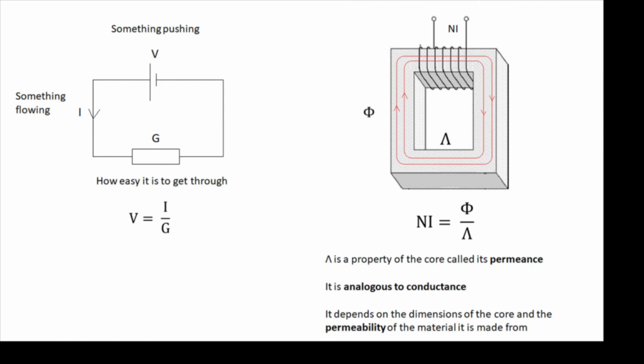So lambda is a property of the core called its permeance. It's analogous to conductance. It depends on the dimensions of the core, and it depends on the permeability of the material that it's made from. These cores are usually made from iron because iron has a very high permeability. You get lots of lovely flux flowing through iron. By the way, a very common exam question will ask you just to draw two complete loops of flux in an iron core.